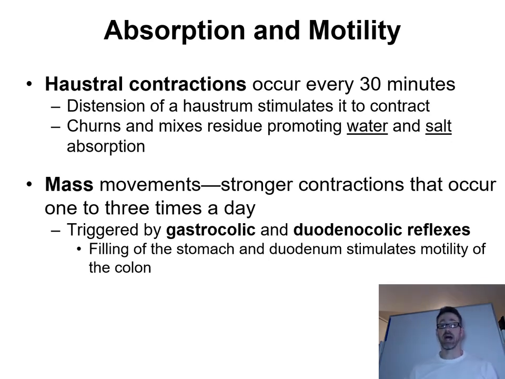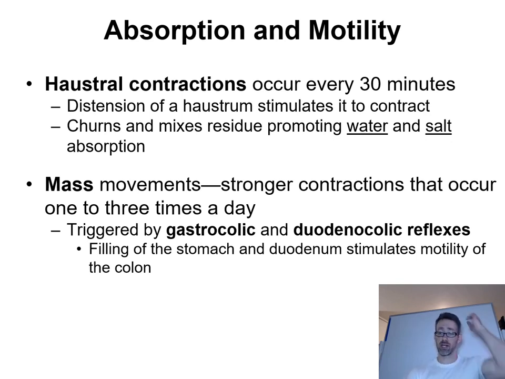But then you have something called a mass movement, and these are stronger contractions that occur about 1 to 3 times a day. And so what happens is this is triggered by the gastrocolic reflex that I mentioned earlier. There's also a duodenocolic reflex, same concept, where distension of the stomach or distension of the duodenum triggers the colon to have a mass movement. And so what this really is just peristalsis, like large movement of peristalsis, where you can have contents move from the transverse colon, for example, all the way to the sigmoid colon in one movement. So it's basically like bulk movement, and it only happens a few times a day.